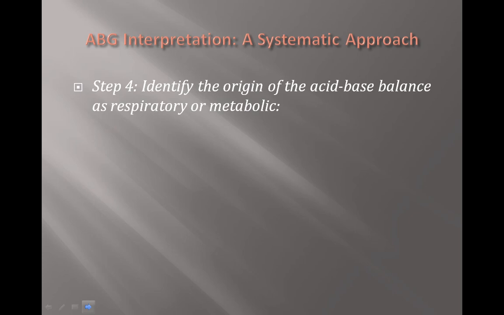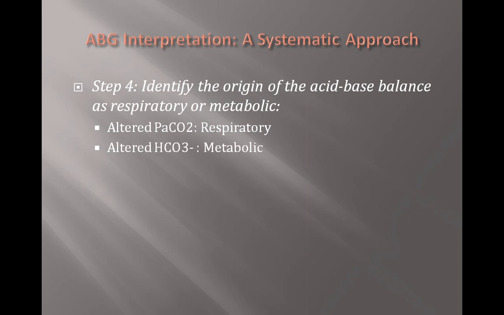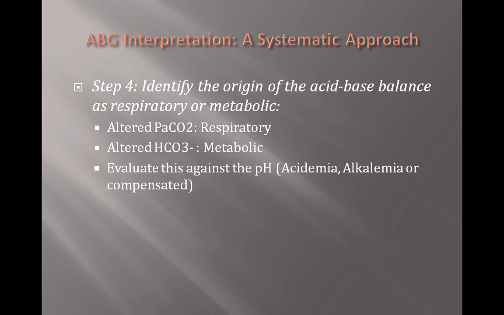In step 4, you want to identify the origin of the acid-base balance as either respiratory or metabolic. So, is the partial pressure of carbon dioxide high, low, or normal? Is there an alteration in the bicarb? Is it high, low, or normal? Now, evaluate this against your pH. Sometimes this can be a bit confusing because you could have a mixed bag. In other words, altered pH, altered PaCO2, and an altered bicarb.